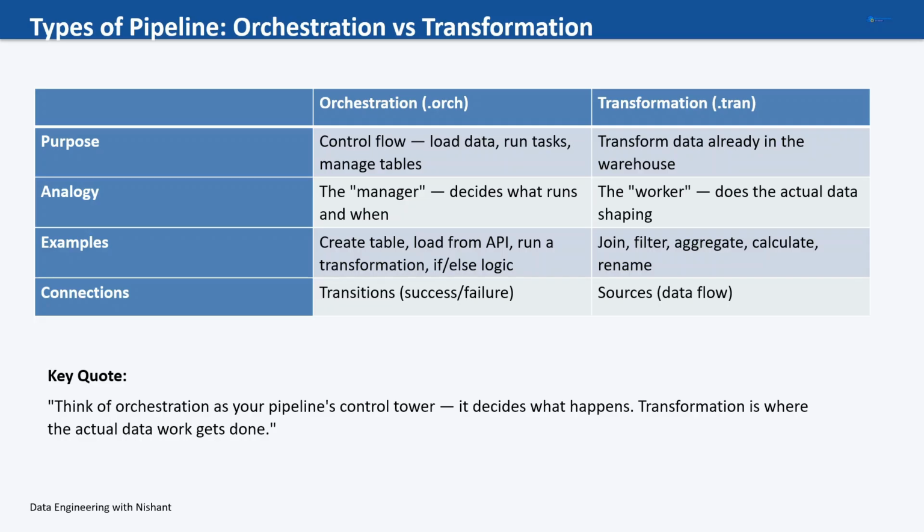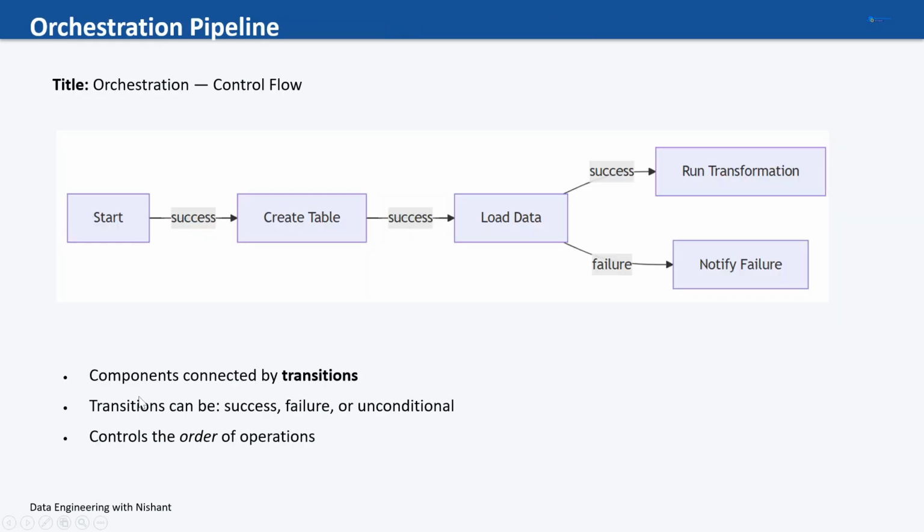In the case of transformation pipelines, think of it as an actual worker. It takes the data and then shapes it. It will read the data from tables, join it with another table, filter out the unwanted rows, calculate new columns, and also write the results to an output table. Here I'll take a real time example also. I'll show you both these orchestration and transformation pipelines.